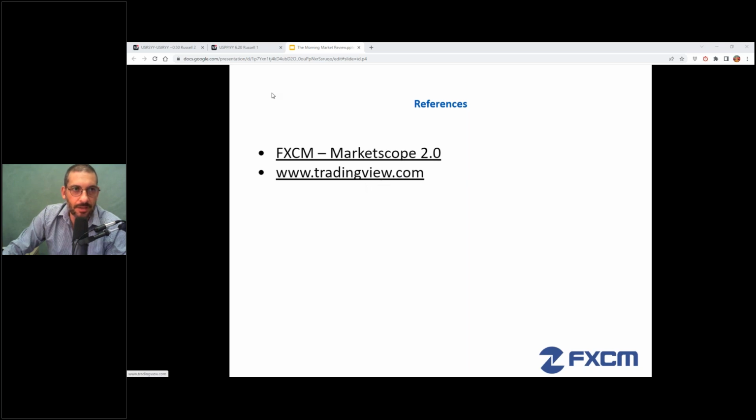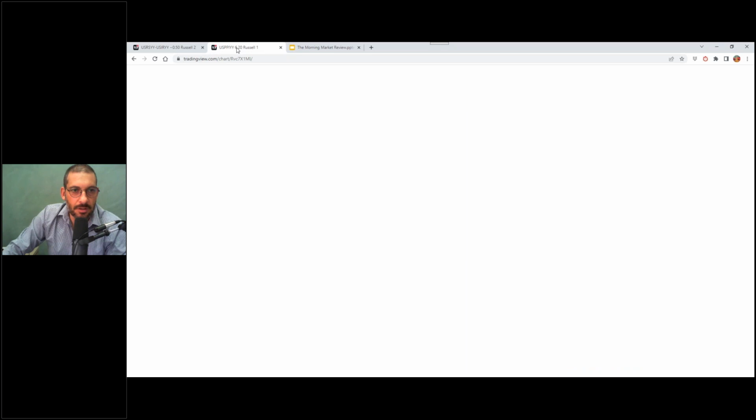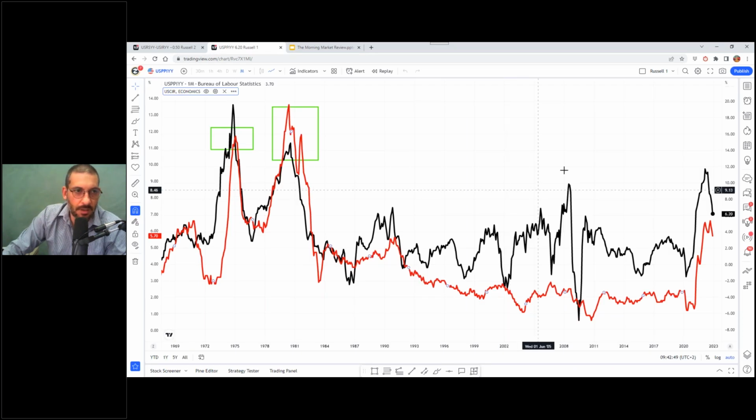We're going to start off with Trading View. I want to show you this chart first. So here we've got the stagflationary period, 1970s. We started looking at this really as the stagflation issue became apparent. It's time to look at it again.